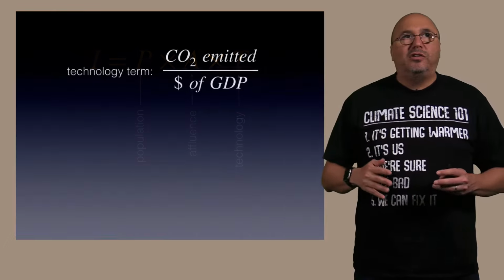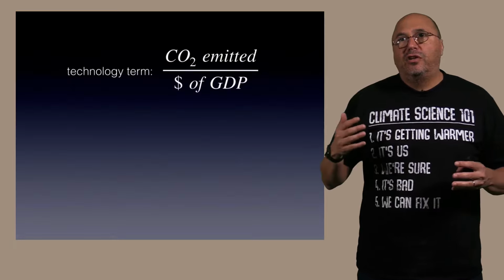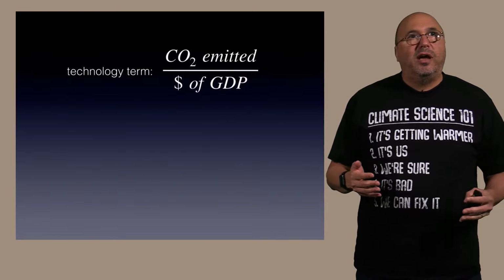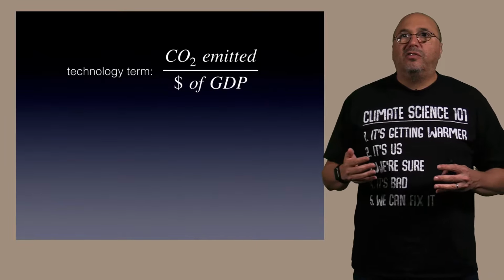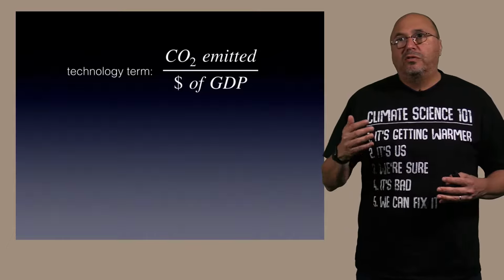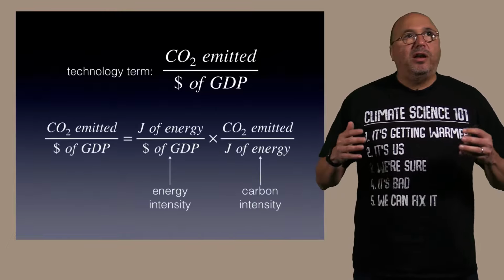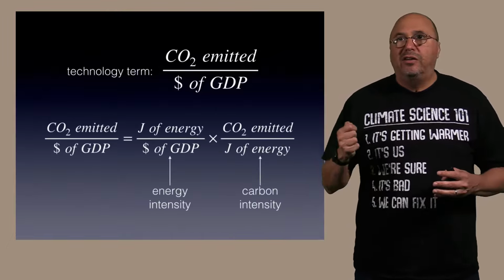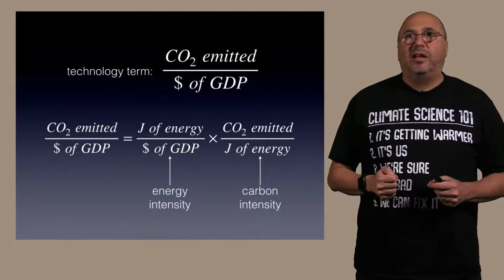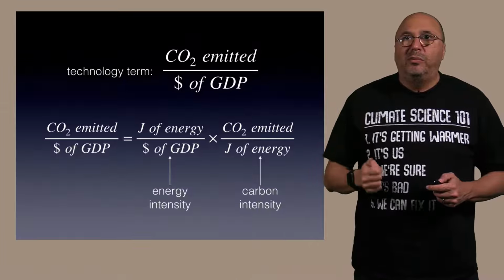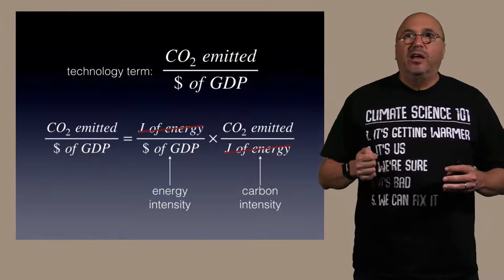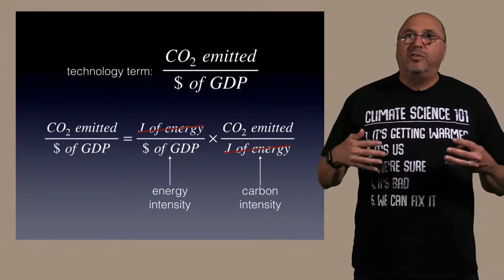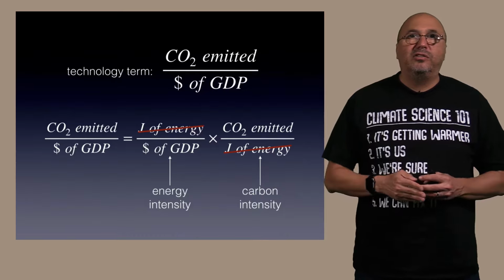The technology term is what converts dollars of GDP into carbon dioxide emissions. To gain a clear insight into the factors that control this term, we will split the technology term into the product of two different terms: energy intensity and carbon intensity. You can see how the numerator from the first term cancels the denominator from the second, so that the product of these two terms is indeed equal to the technology term.